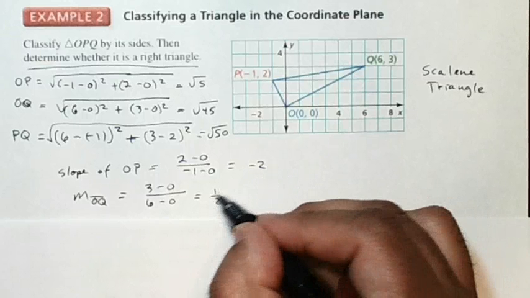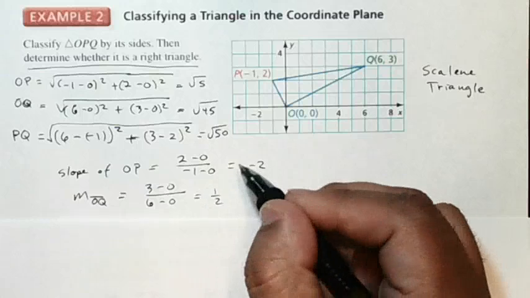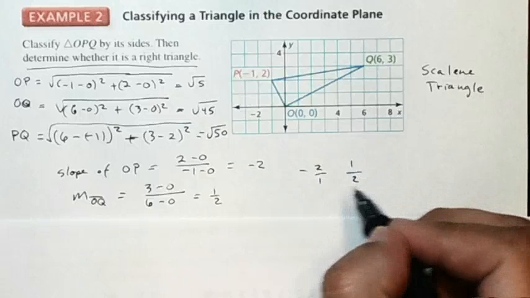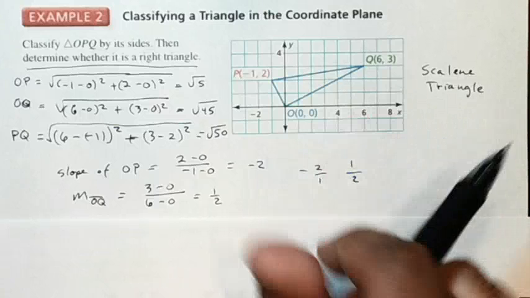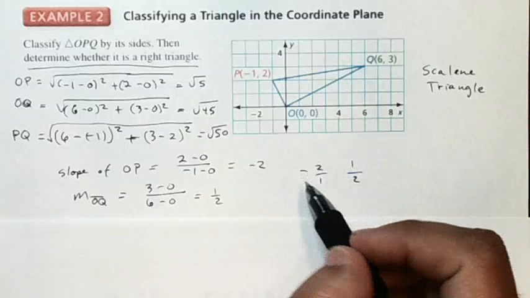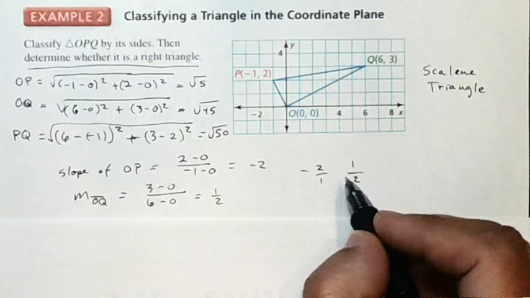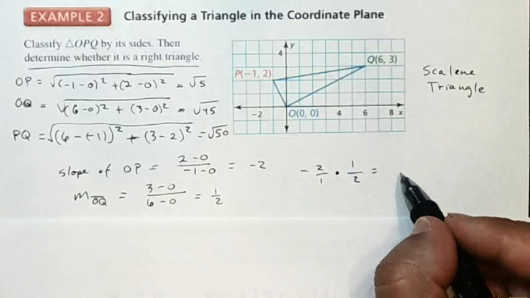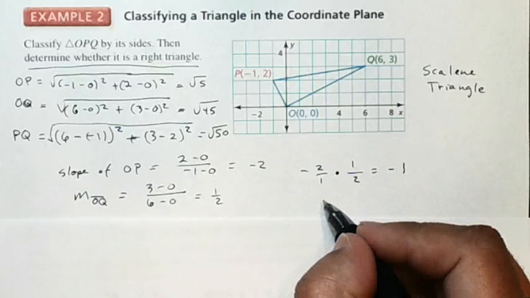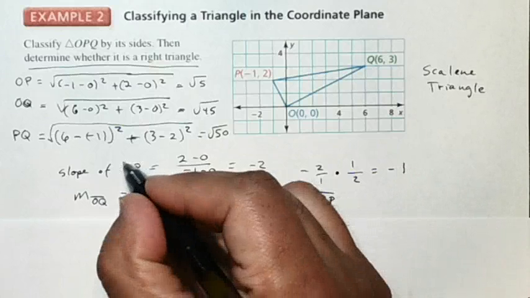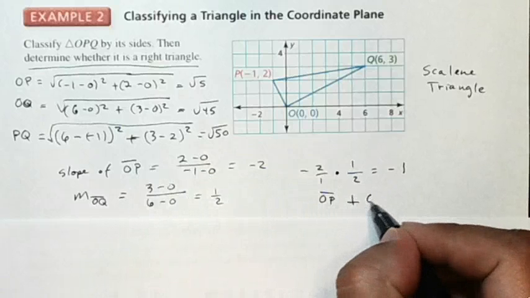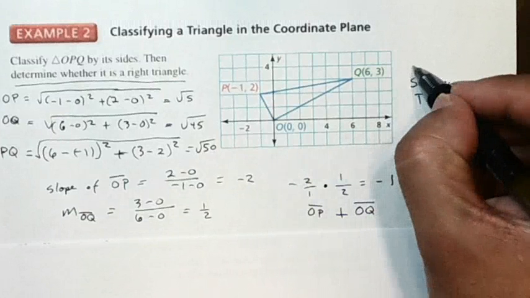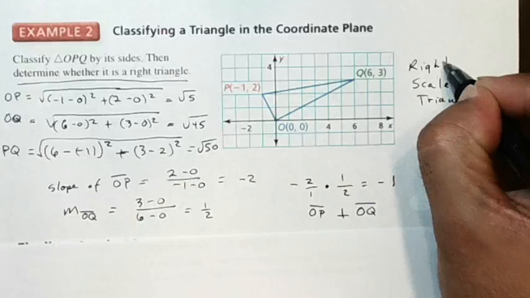Okay, and then I notice here that these are opposite reciprocals. I can put negative 2 over 1, and then I have 1/2. Remember that if you flip the fraction and the signs change, this one's negative, this is positive. They are opposite reciprocals. Also, you can remember that the product of these two, if you were to multiply these, you would get a negative 1. So I know that segment OP is perpendicular to segment OQ, which would mean that this is going to be a right scalene triangle.